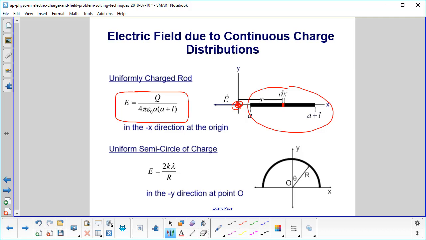For a semicircle, which is related here, we want the electric field at this point, and we come up with 2k lambda over r, and that is in the negative y direction at point 0.